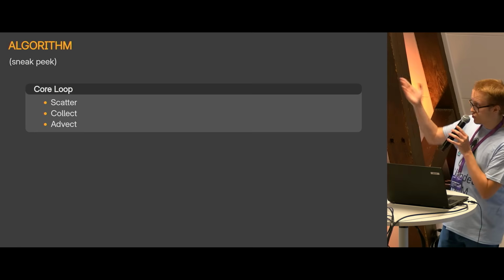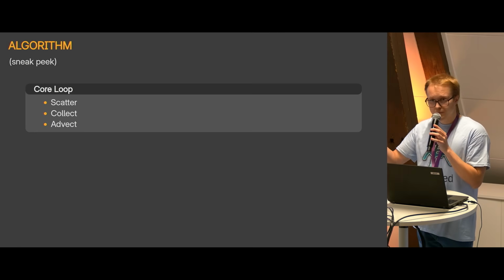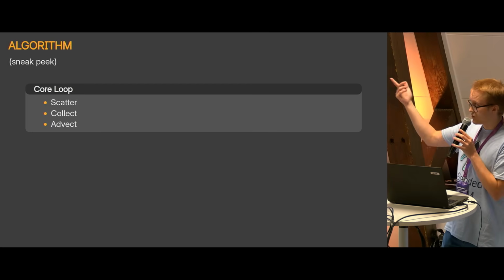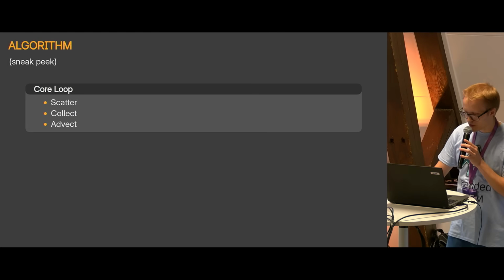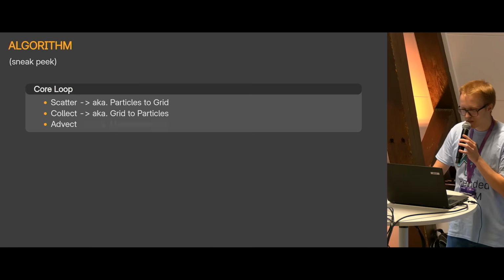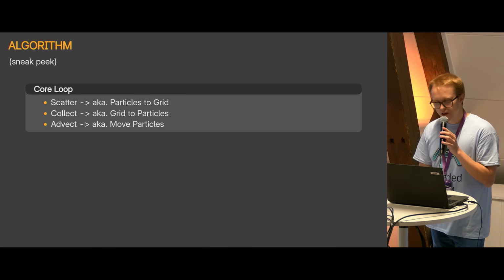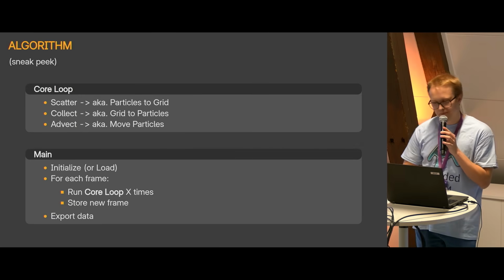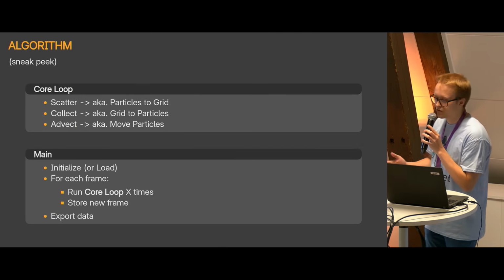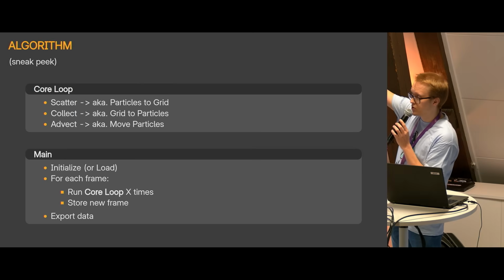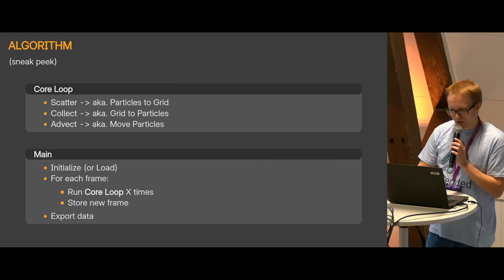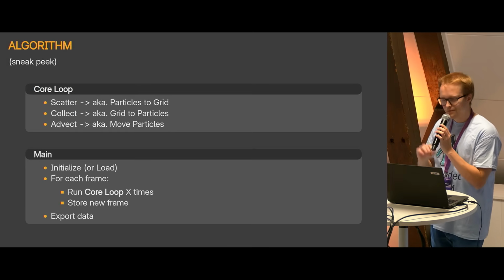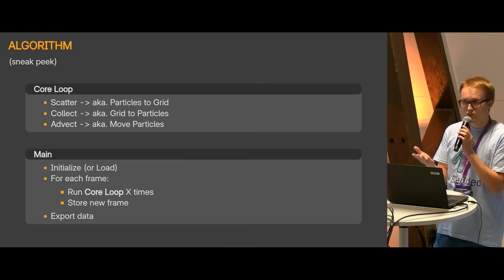And at the core is this loop. Each time we run this loop, we get to advance a little bit in time. And we scatter, collect, and advect. This is also known as particles to grid, grid to particles, and move particles. And we have to execute this core loop several times to get a frame we can display. And then there's more boilerplate stuff for I/O, but we will focus on the core loop. Now, the particles are actually the points in the material point method, and the particles and the grid, or the grid nodes, are our fundamental data structures.